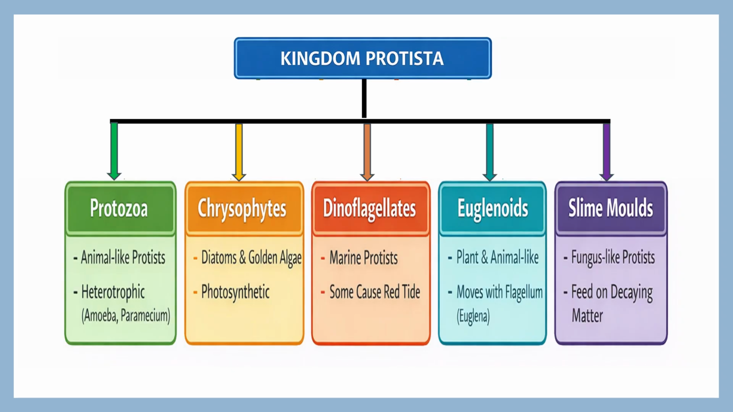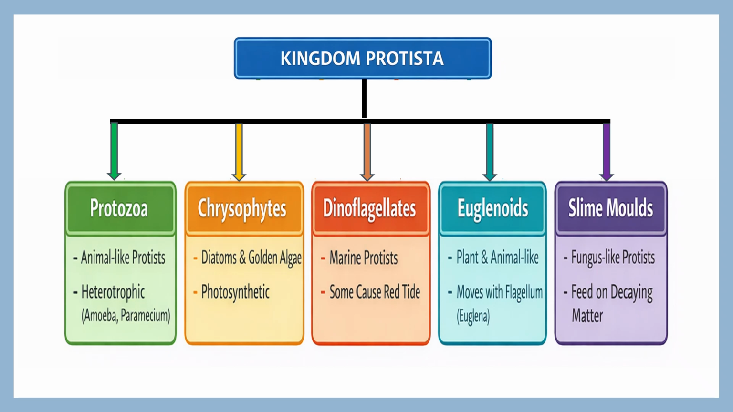Coming to the further classification of kingdom Protista, it is divided into protozoa, chrysophytes, dinoflagellates, euglenoids, and slime molds. Protozoa are animal-like protists, which are heterotrophic in nature, such as amoeba and paramecium.